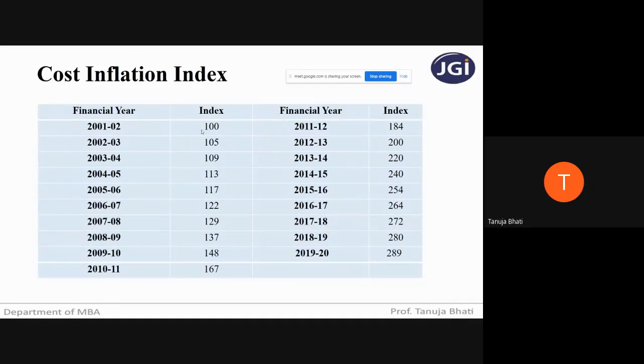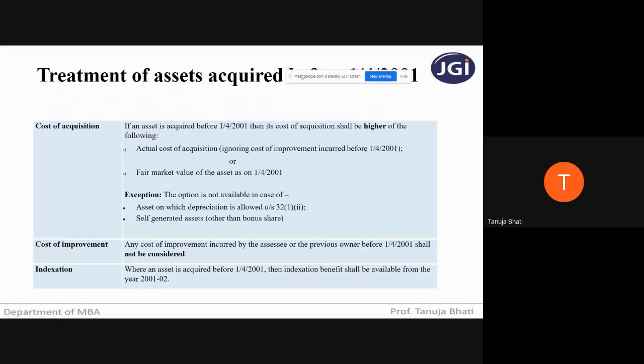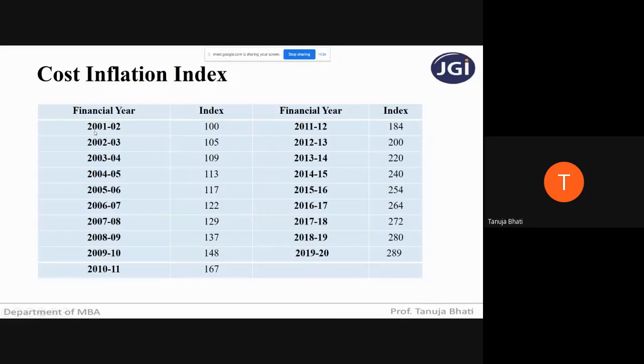Next. Now we have seen that the CII starts from which year? 2001-02. What if an asset is purchased before 2001-02? Always remember, you have to begin the CII from the year 2001-02 only. So let us see the treatment of assets acquired before 1st April 2001. Why? Because our CII starts from 2001-02, where the base index is 100.